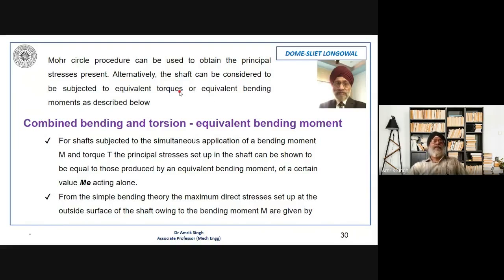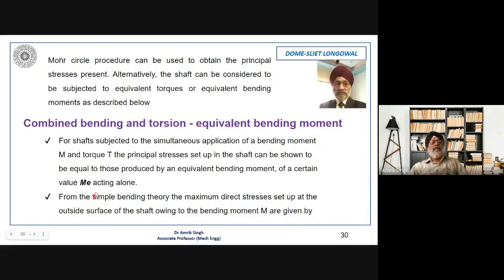So we have a concept of equivalent bending moment and equivalent torque. Okay, so combined bending and torsion. When there is a combination of bending and torsion, we have a concept of equivalent bending moment. For a shaft which is subjected to the simultaneous application of bending moment M and the torque T, the principal stresses set up in the shaft can be shown to be equal to those produced by an equivalent bending moment of a certain value, which is known as M equivalent.